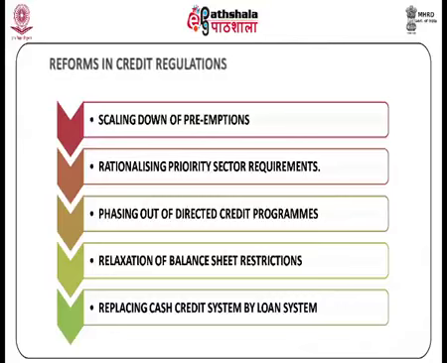The reforms in credit regulation have shifted the focus from micro-regulation to macro-management. This has involved, first, a scaling down of preemptions in the form of statutory stipulations; second, rationalization of priority sector requirements; third, phasing out of directed credit programs; fourth, relaxation of balance sheet restrictions to improve the credit delivery system. Fifth, the gradual replacement of cash credit system by a loan system of bank lending. Sixth, phasing out of on-tap treasury bills. And seventh, liberalization of investment norms for banks.